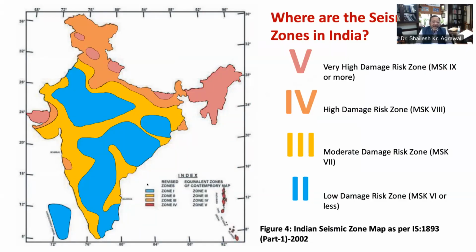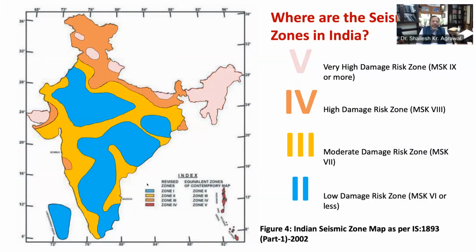And the entire country is divided now into 4 zones. Zone 1 is merged into Zone 2. So we have Zone 2, Zone 3, Zone 4, and Zone 5. 1970 Zone 1 is merged with Zone 2. And also the seismic zoning map of peninsular India has been modified. Like Chennai, which was earlier in Zone 2, now falls in Zone 3.